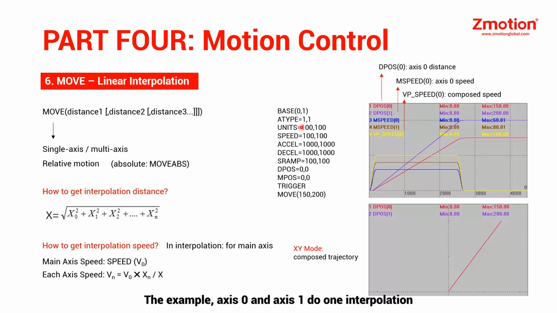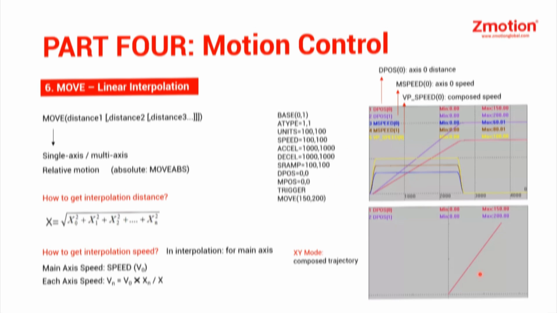The example, axis 0 and axis 1 do 1 interpolation. Axis 0 moves 150. Axis 1 moves 200. Axis 0 is the master axis, and these are parameters of them respectively. Please see this. VP speed 0 means interpolation composed speed. Also, there are position and speed of each axis. Under XY mode, the interpolation is one line.